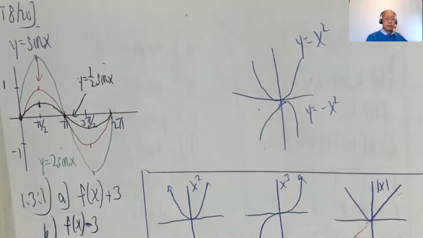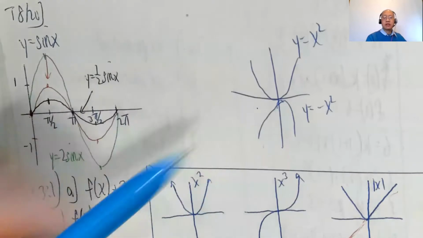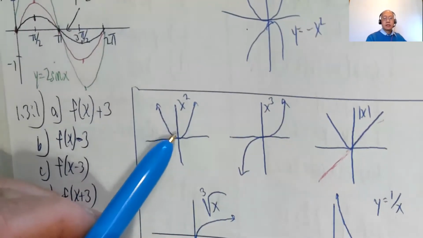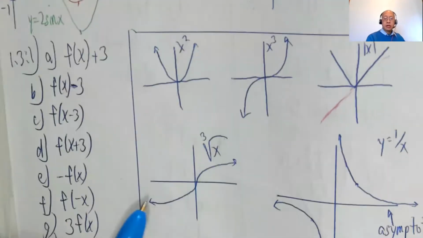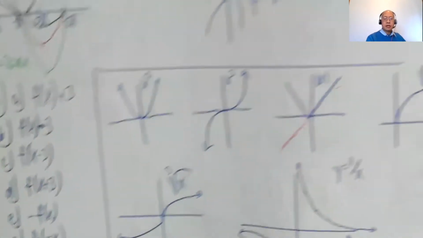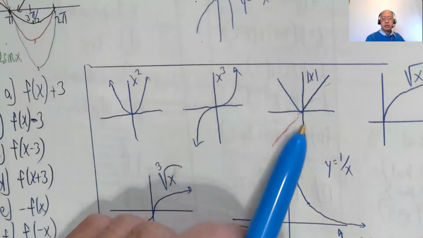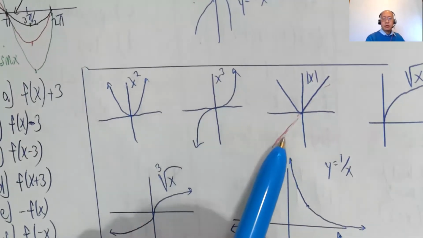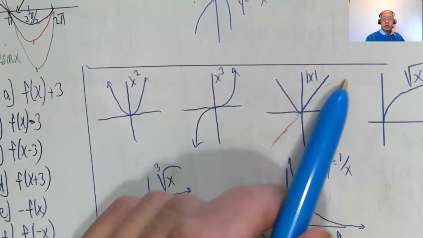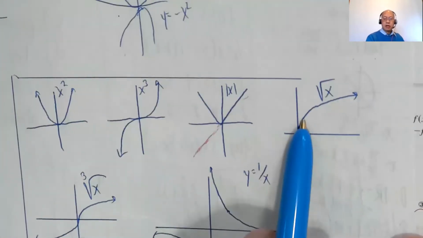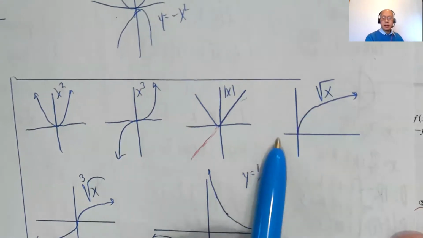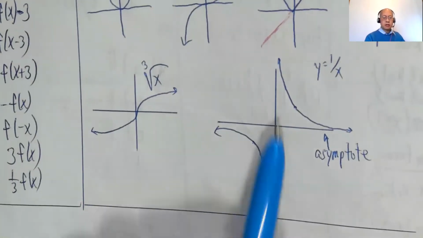Okay, some functions you should be familiar with. It's x squared, negative x squared, x cubed, the general cubic looks like that. Cube root looks like this. Absolute value function, V shape. That red was to show you where y equals x goes, and then this part just bounces over to here. Square root of x looks like that. 1 over x looks something like that.